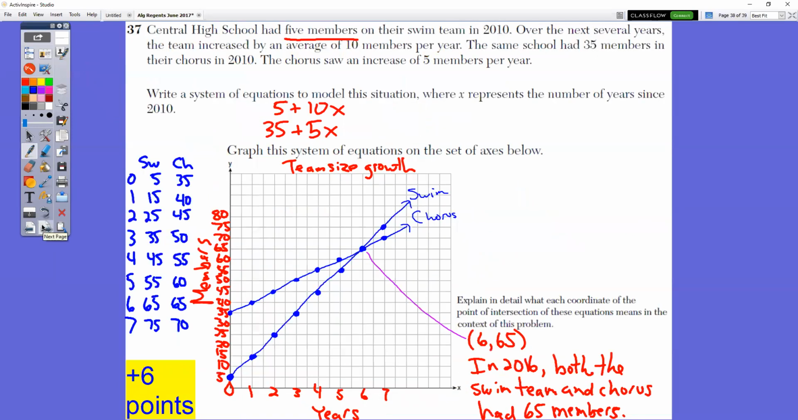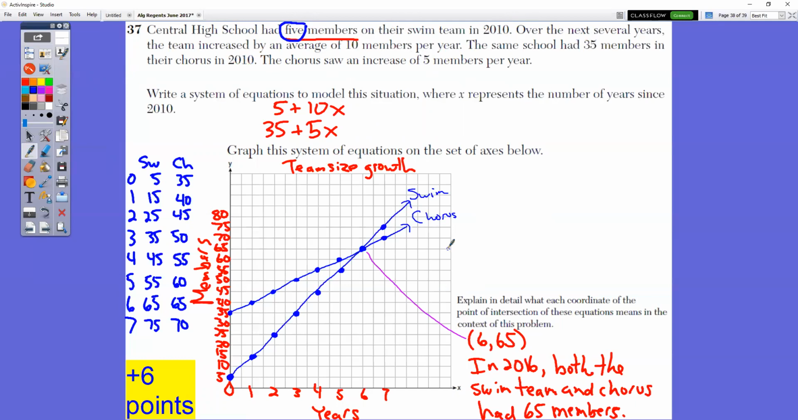And the last question. So in this last question, Central High School has 5 members on their swim team. Notice how they tried to trick you here. A lot of people have the very bad habit of when they read a word problem, just sort of eyeing the numbers. And here they tried to trick you a little bit by writing the word. That's one of the classic ways that they try and trick you.